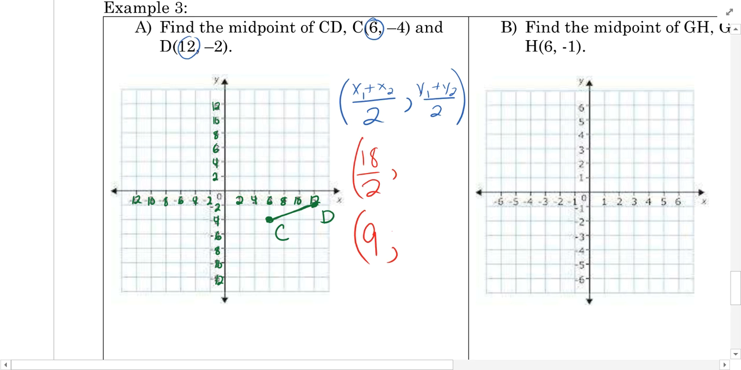And then if I take my y values, which is -4 and -2, if I add those together, I get -6, and divide by 2. -6 divided by 2 is -3. So my midpoint of CD is going to be at (9, -3), which would be right there. And that would be my midpoint.